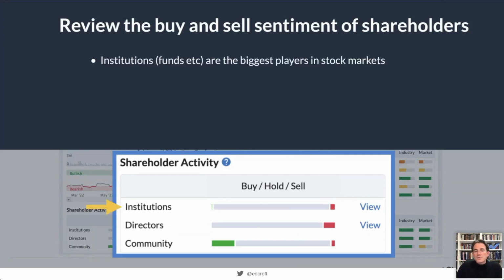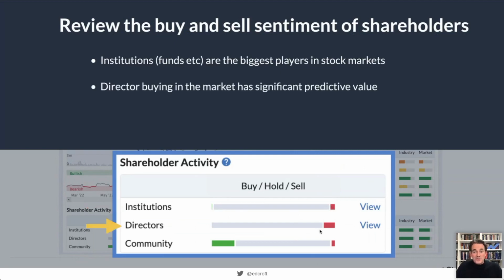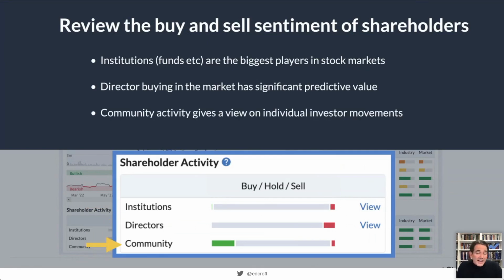This essentially shows you what institutions are up to. You can see there have been sellers, a few buyers of this share, Jet2. Directors: this shows quite a lot of directors selling. And community: what the actual Stockopedia community are doing in their portfolio. So you can see the community have been buyers of Jet2, probably because it's been a big winner in the past for them. And this is quite interesting.